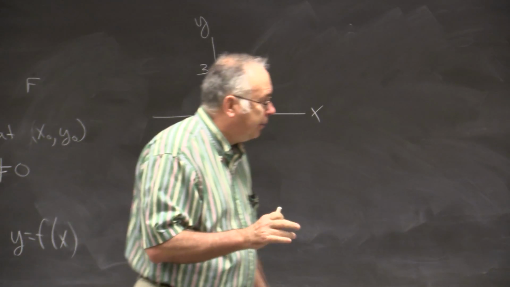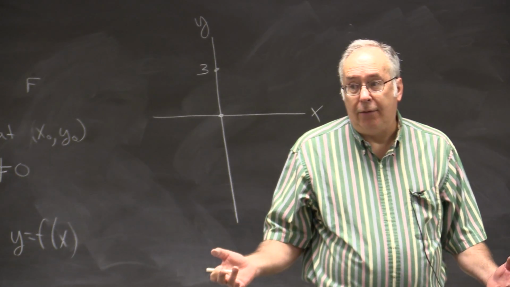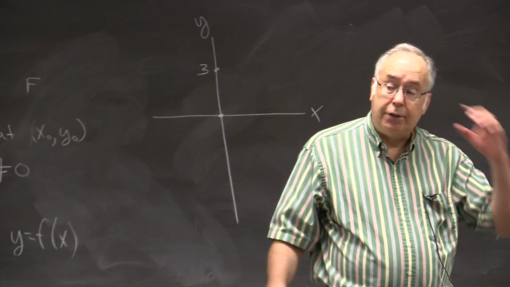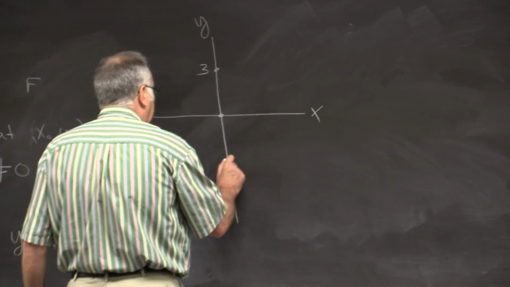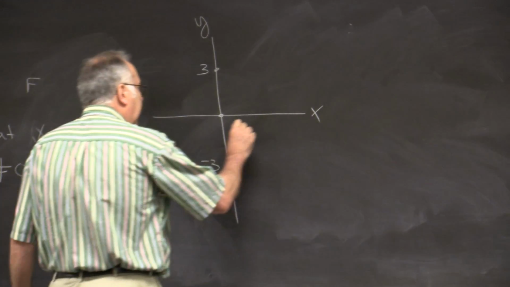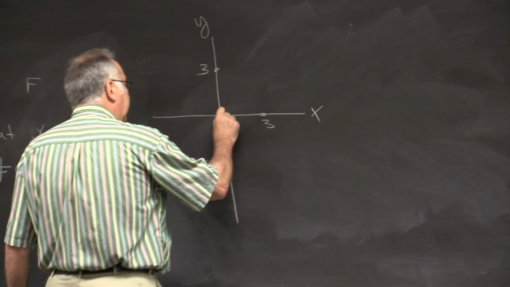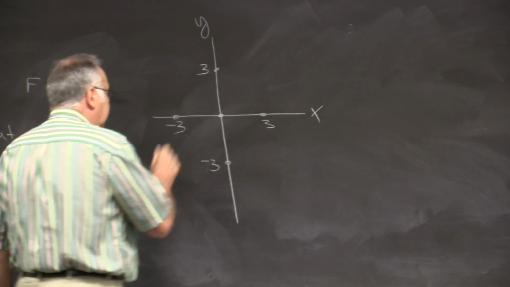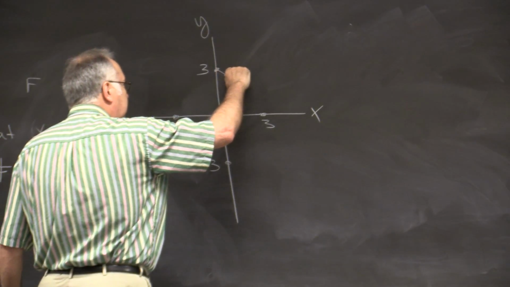Actually, to be a little more precise, what would be another value of y that would have worked? Negative 3, because negative 3 squared is also 9. So actually, there's 2 points, 3 and minus 3. And there's also these points. If y is 0, x is 3, it would be right here. If x is minus 3, y is 0. And if you connect all these points, it gives you a circle.